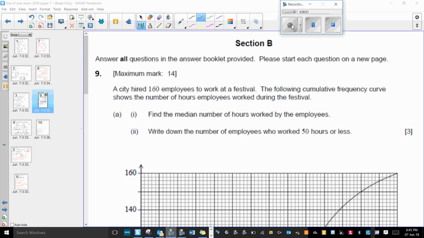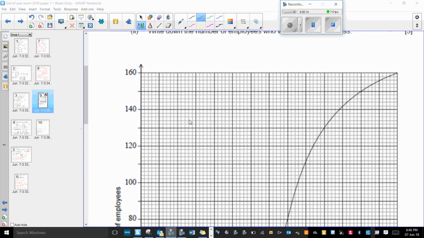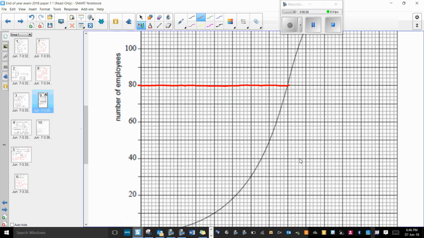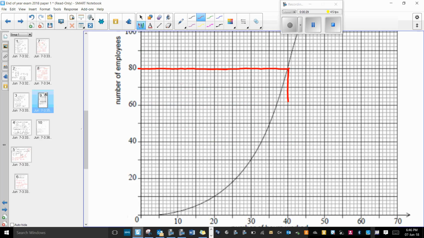So remember section B, you have to write everything on the paper, on your binder paper or whatever it is you get given. Okay, so we've got 160 employers. We're trying to find the median. Median is going to be halfway between that, so it's going to be at 80. So you draw a horizontal line across with your ruler and a vertical line down. There we go, 40 is our median.